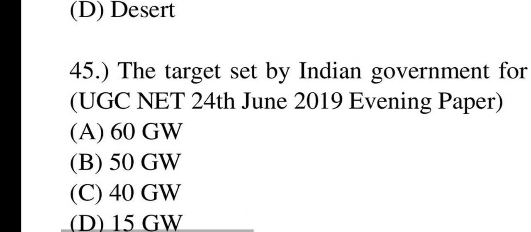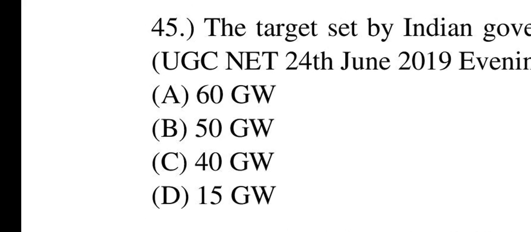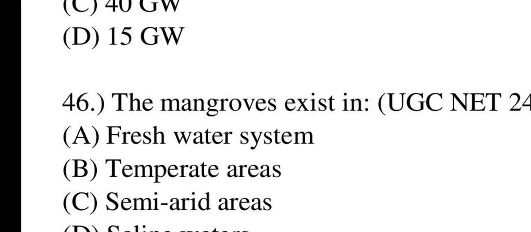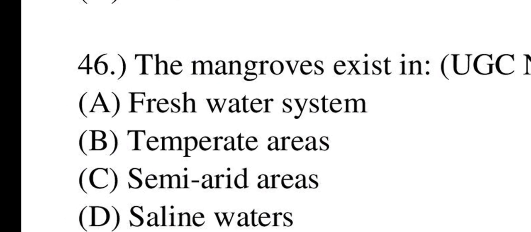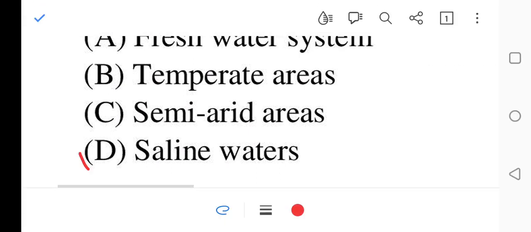45 is saying the target set by the Indian government for generating power from wind energy by the year 2020 is what? A, B, C, D: 60 gigawatt, 50 gigawatt, 40 gigawatt, 15 gigawatt. For 45, A, 60 gigawatt will be correct. 46 is saying the mangrove exists in what? A, B, C, D: freshwater system, temperate area, semi-arid area, saline waters. 46, number D, saline waters will be correct.